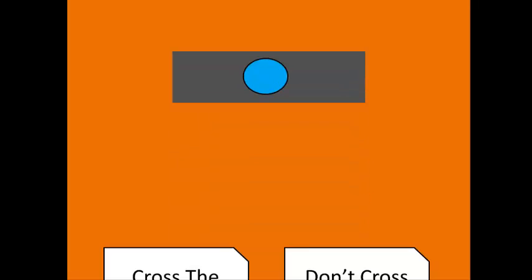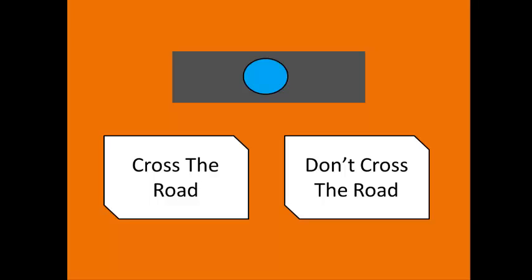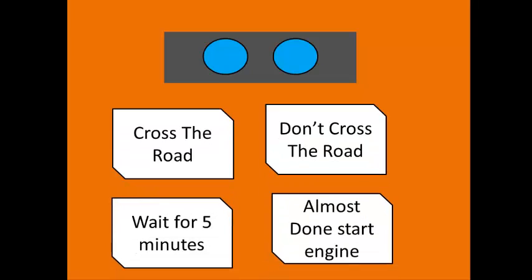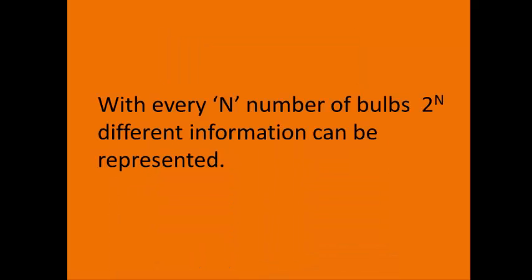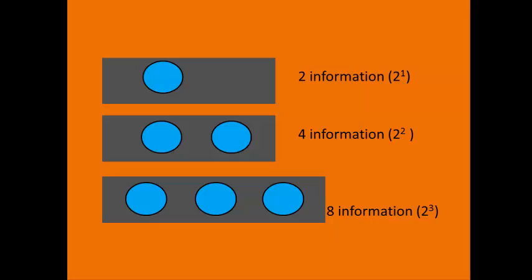Well, we can see that with one light bulb we can represent two things, in this case cross and don't cross. With two light bulbs we can represent four different things. So we can see that with every n number of bulbs, 2 to the power n different pieces of information can be represented, which means with one bulb, 2 information, with two bulbs, 2 to the power 2 or 4 information, and with 3 bulbs, we can represent 2 to the power 3 or 8 different pieces of information.